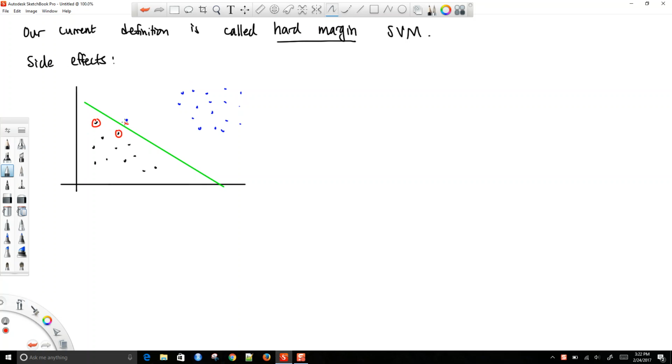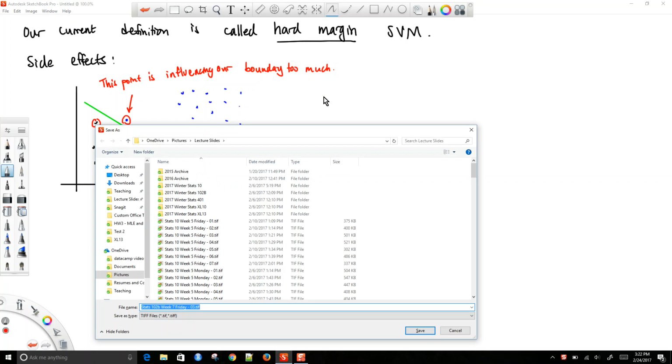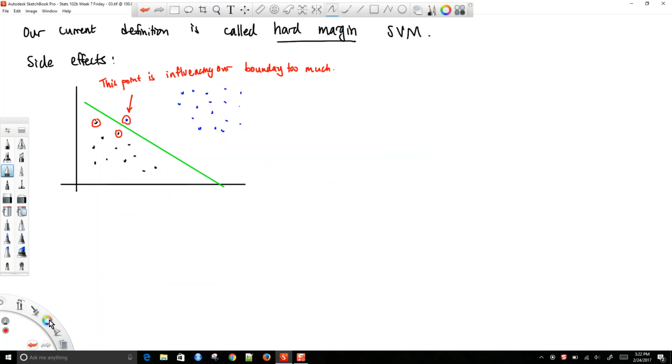And the problem is that this point is messing us up, influencing our boundary a little bit too much. And so we can take care of this using a soft margin.